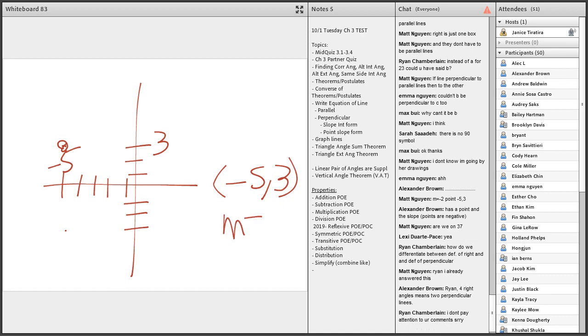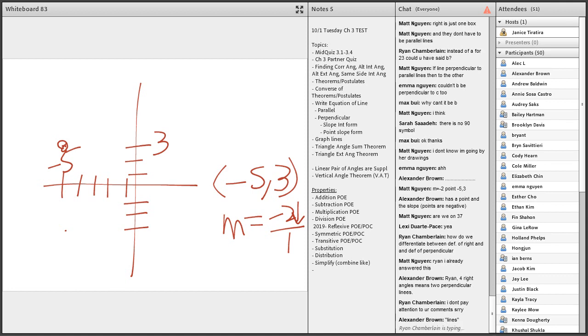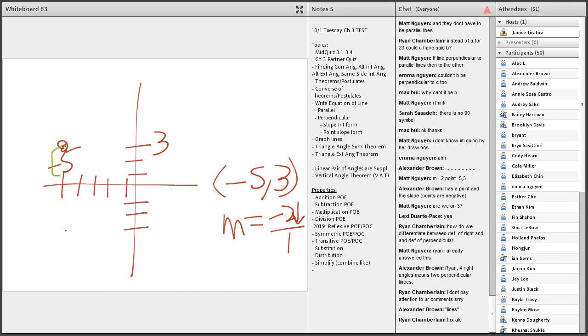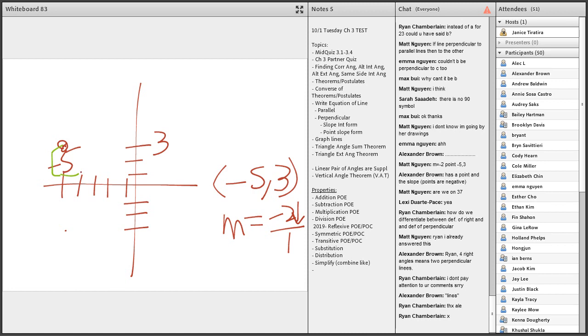And then the slope was negative 2. You could always make it a fraction. So you're going to go down 2 and over 1. So go down 2 and then over 1. And then you have your next dot right here. And then do it again. Go down 2 and then over 1. You have your next dot.